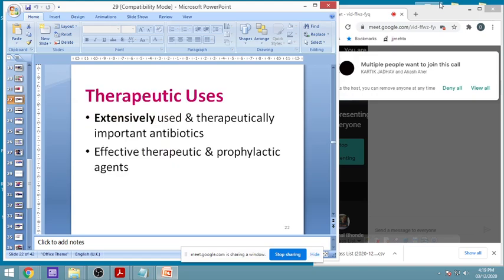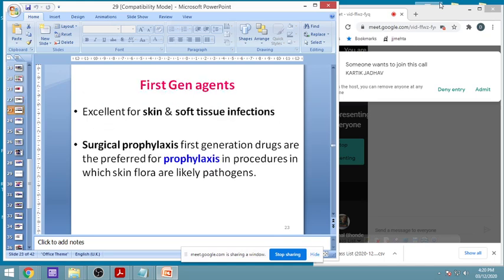Therapeutic uses: they are extensively used and therapeutically important antibiotics. They are effective therapeutic and prophylactic agents. They are very, very important in therapy, at least nowadays. If somebody checks today's antibiotic use, they will find that the highest antibiotic use is with cephalosporins, and one more class, the fluoroquinolones. These two are the most used antibiotics nowadays.